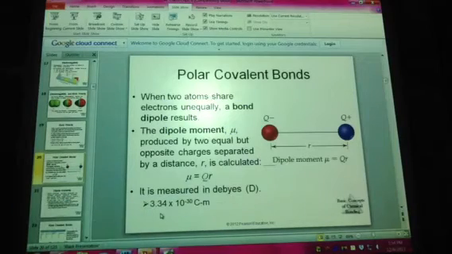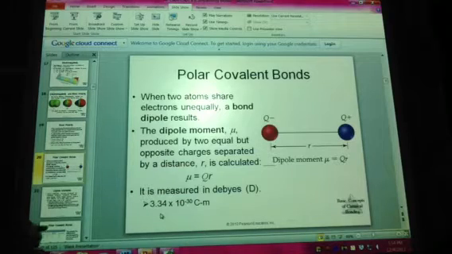Now, because we have these partial charges, we know that that's a dipole. So the showing of these partial charges means that we have a bond dipole. Nonpolar compounds, we know, share equally, and they do not have dipoles. So the polar covalent ones are the ones that are going to have the dipoles.